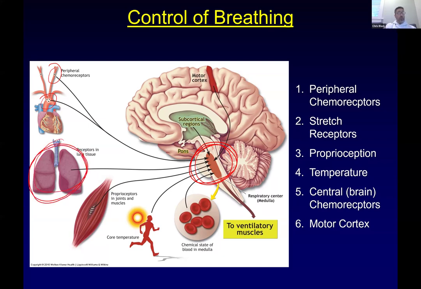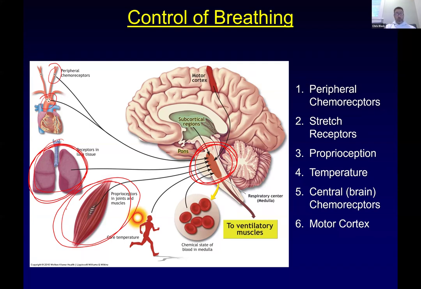So as you begin to breathe more deeply and stretch your lungs out, those stretch receptors are going to send input to the brain and say, hey, we're breathing deeply, let's go faster. You have input that comes from proprioceptors, so things from muscle spindles and Golgi tendons in the muscles and the joints. There's also input that comes from changes in temperature.